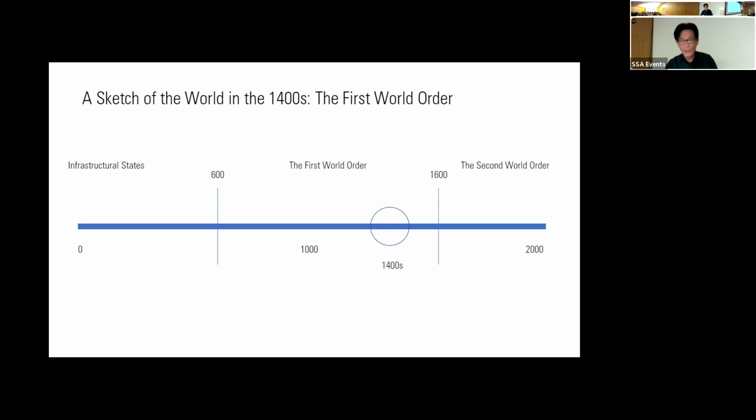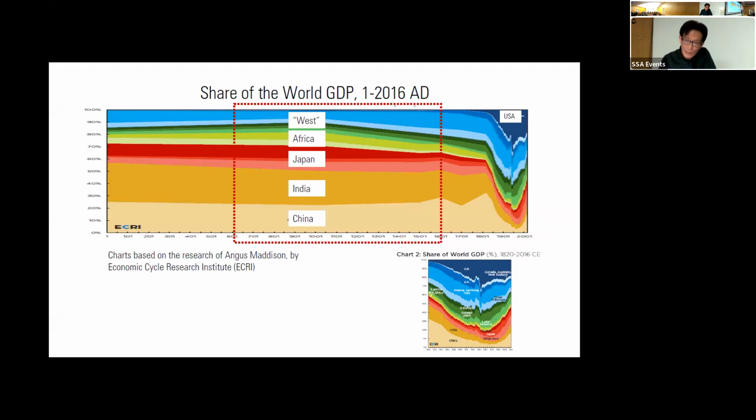But before the 1600s, the world was very different. So this is really that world that I'm describing as the first world order. It's incredibly helpful to use the research done by Angus Maddison, the British economist, who actually measured the world's GDP over 2000 years.